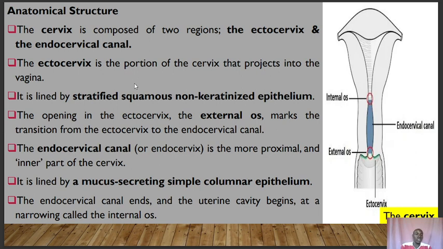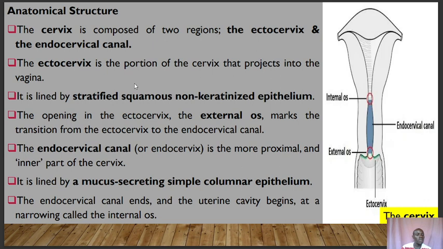The ectocervix, the one that is connected to the vagina, is lined by stratified squamous non-keratinized epithelium. The opening in the ectocervix is what we normally refer to as the external os, and this marks the transition from the ectocervix to the endocervical canal.